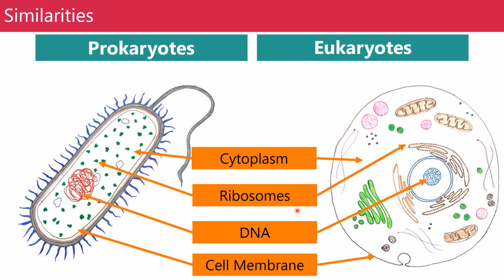The next one is ribosomes. Ribosomes facilitate RNA translation and creation of protein, which is essential to the functioning of both prokaryotic and eukaryotic cells. The last similarity is cytoplasm. The cytoplasm is the medium in which the biochemical reactions of the cell take place, of which the primary component is cytosol.